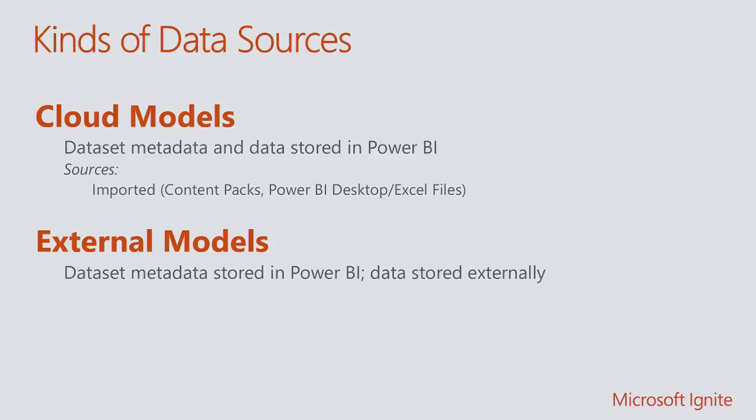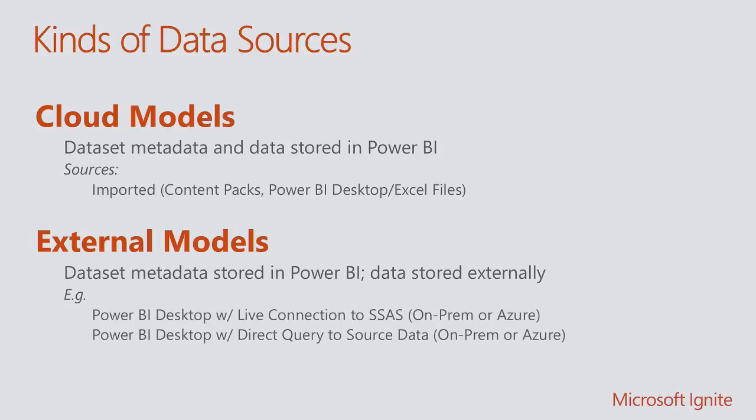So you're going to want to make this choice very consciously. And what we're going to talk about in the next few slides is actually how to make that choice, right? Here are just some examples. I think I already mentioned some of these, but you can use a live connection against an instance of Analysis Services that you have running somewhere. Or you can use DirectQuery directly against source data that's not Analysis Services, like SAP HANA, SQL Server, things like that. And both of these can exist either on-premises or in Azure.